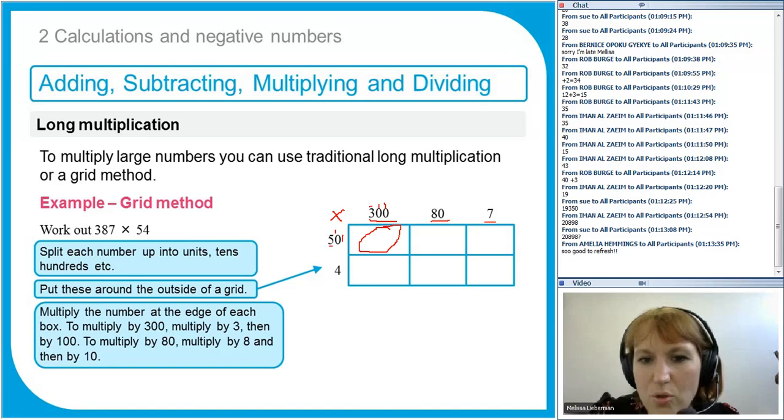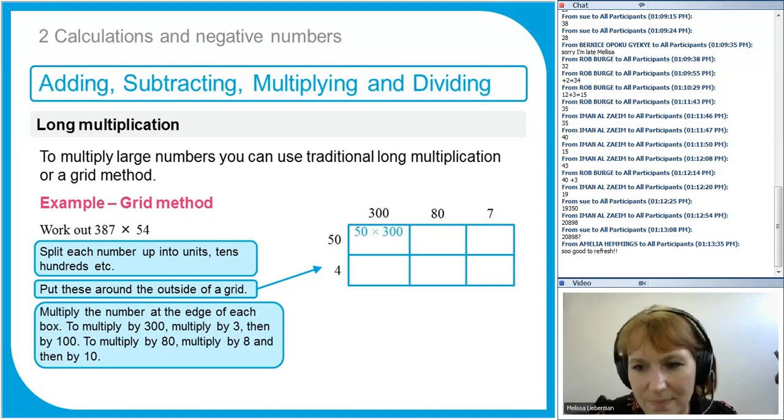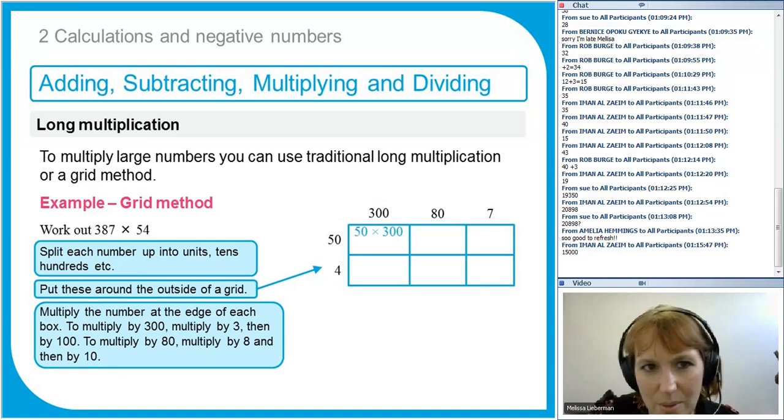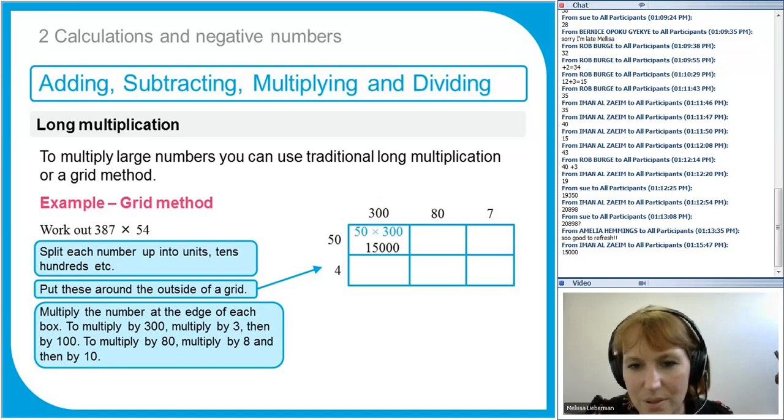Okay, now I've written this in blue, but normally you wouldn't write that down. You would just do 50 times 300 in your head. So 50 times 300, answer quickly in the box, and then I'll reveal it. So you do 5 times 3, 15, and then 3 zeros, because that's the number of zeros in the question. Like that, 15,000.